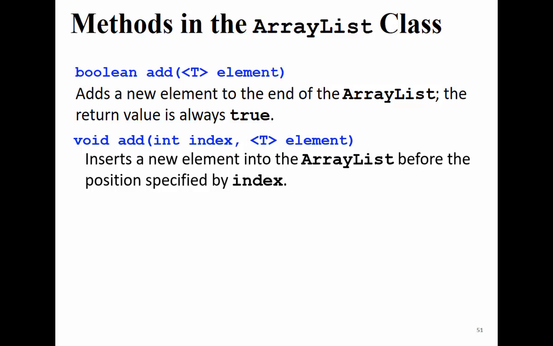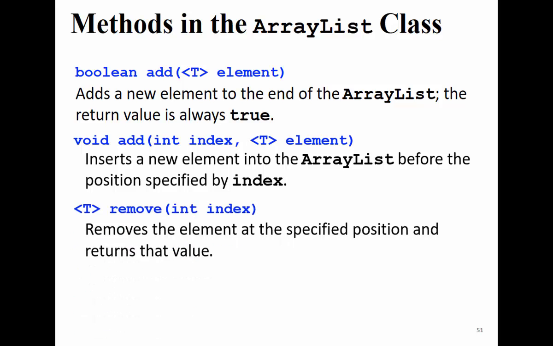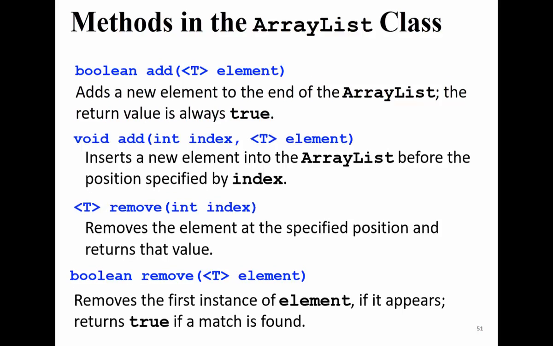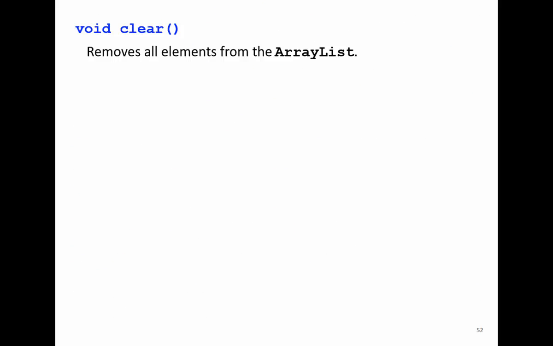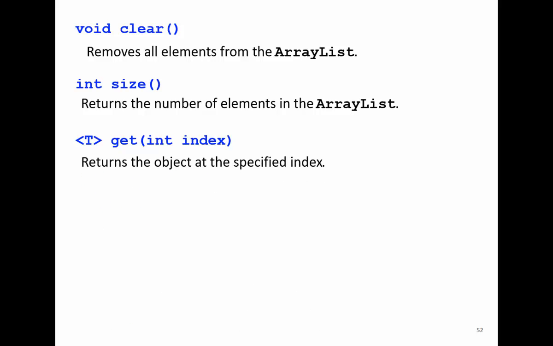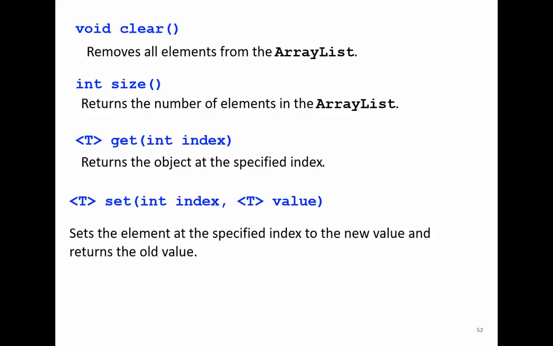It is used because the ArrayList can hold any generic type. We add it at the same index. Remove from index returns the generic type, capital T. And remove also removes the element from the ArrayList, again a generic type. Clear will clear all the elements from the ArrayList. Size will return the size of the ArrayList. This is inherited from the implementation of the interface. Because we decided to implement the interface List, we have clear and we have size. Get at a certain index will return the generic type, capital T. And set will change the value at a particular index.